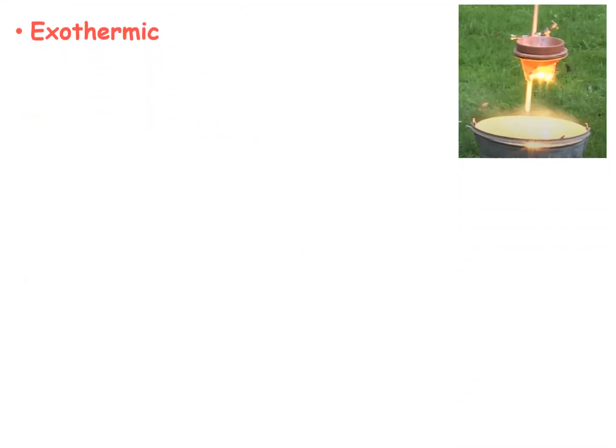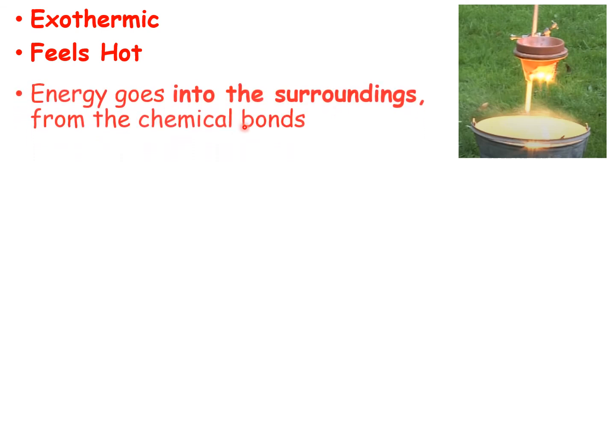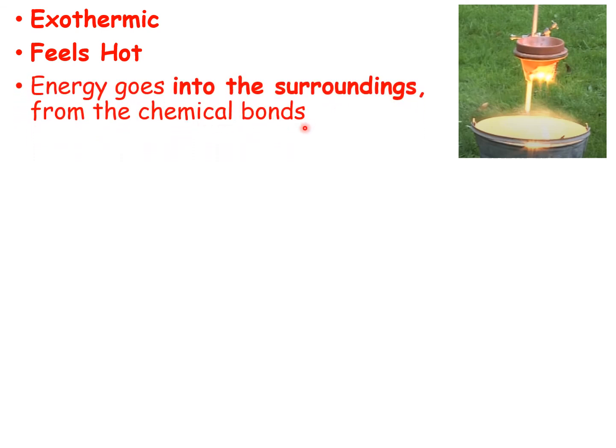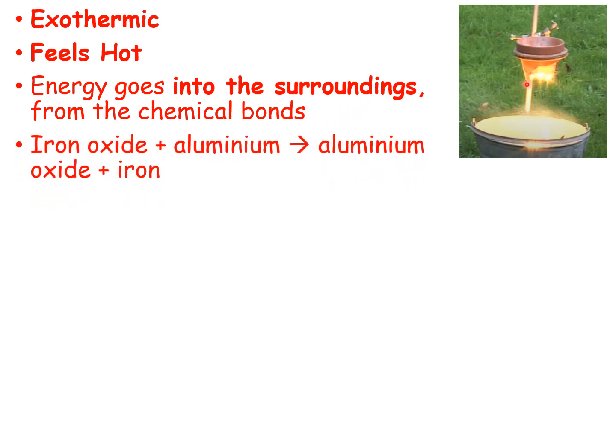Last one. This is exothermic. This is the thermite reaction. It feels very hot, and you know because the iron has melted. So it's so hot that it melts iron, and iron has a high melting point. So energy goes into the surroundings from the chemical bonds, and it goes into the iron and melts the iron, and into the ceramic pot here. You can see the ceramic pot's broken.